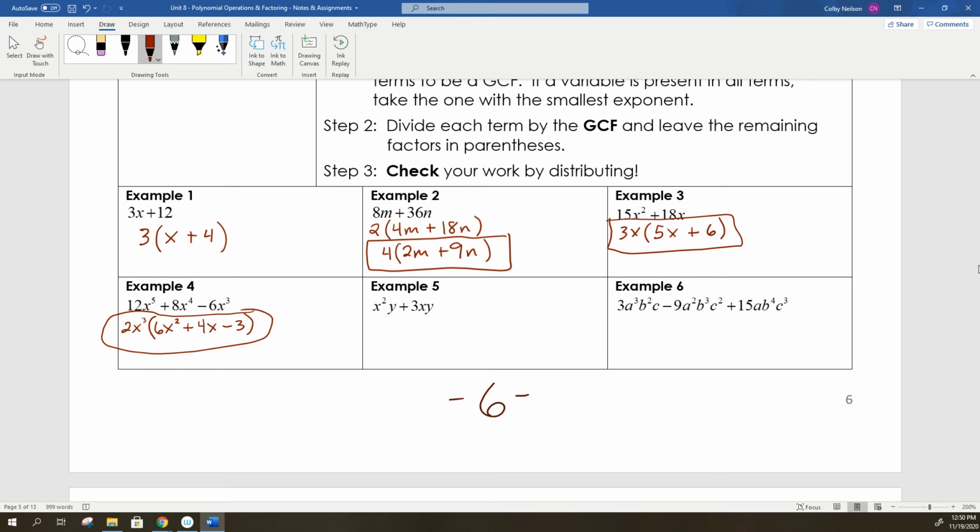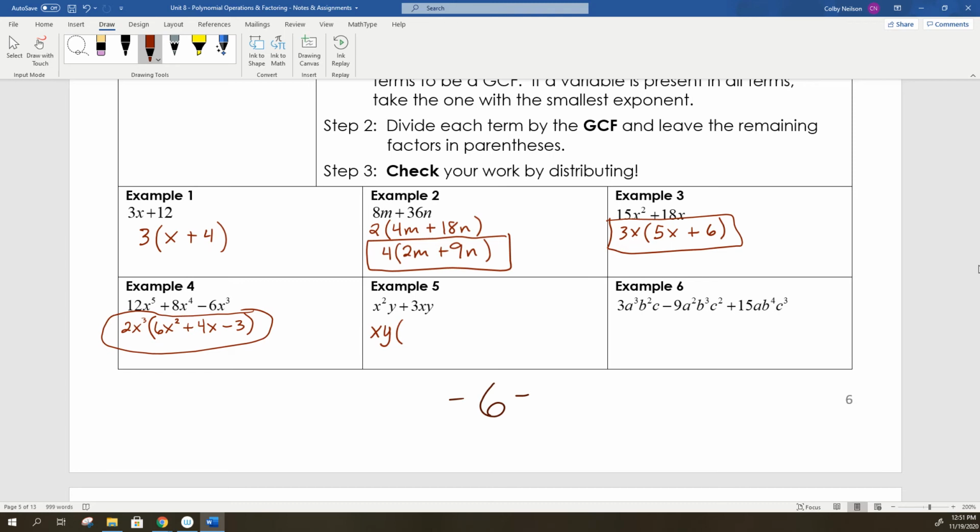All right, example 5. So let's see, the numbers. I guess it's a 1 in the first term and a 3. So I don't know that I have any numbers that I can divide out other than 1, but that's not going to help us. Okay. So in the first term, I have x's and y's. In the second term, I have x's and y's. So how many x's can I divide out from both terms? X to the 1st. How many y's can I divide out from both terms? Y to the 1st. So xy becomes our greatest common factor.